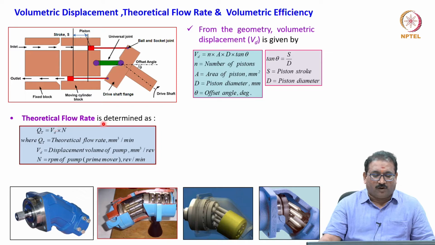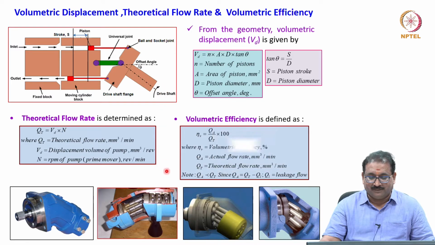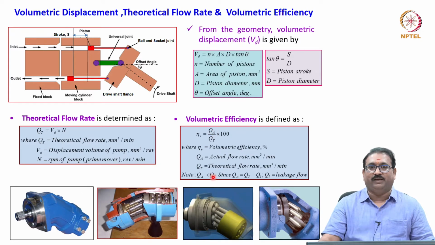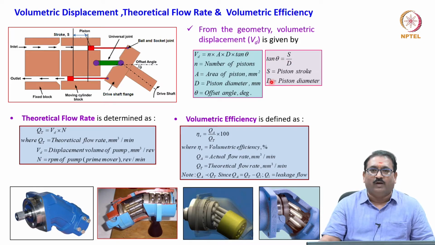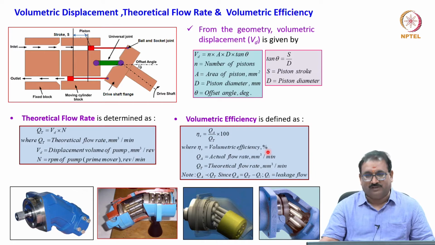Already we know that theoretical flow rate Qt equal to Vd into N. The N is the drive shaft speed. Volumetric efficiency is Qa by Qt. Always Qa is less than Qt, because in Qt I am using only the geometrical relationship, but actually the leakage is prone to occur.